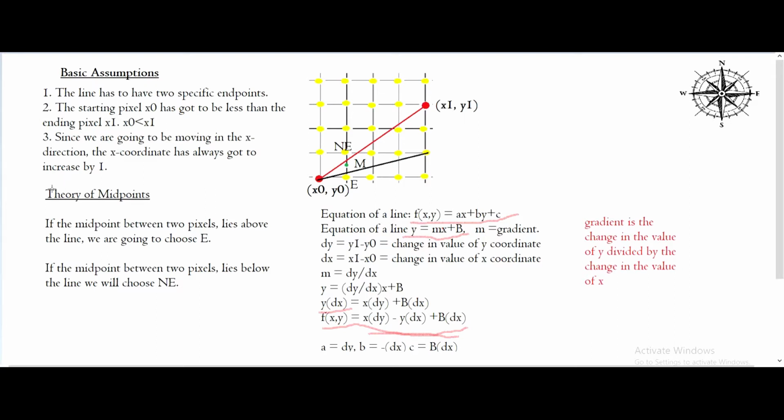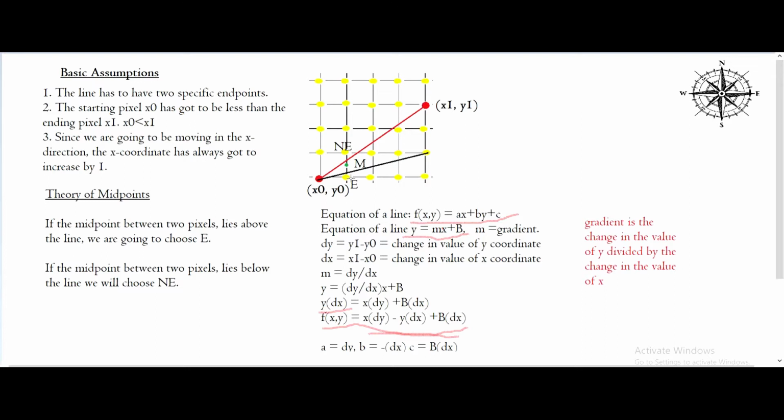Next, let's discuss the theory of midpoints. Okay, so what this basically means is if the midpoint that we have between two pixels is above our line, we are going to choose E. So what is E? Our starting point is x0, y0, and we have a compass here. So E is basically east, and to the east of our starting point, we have this pixel, right? And if we take a look to the northeast of our starting point, we have another pixel. So that's why we've called this one NE for northeast, and we've called this one E for east.